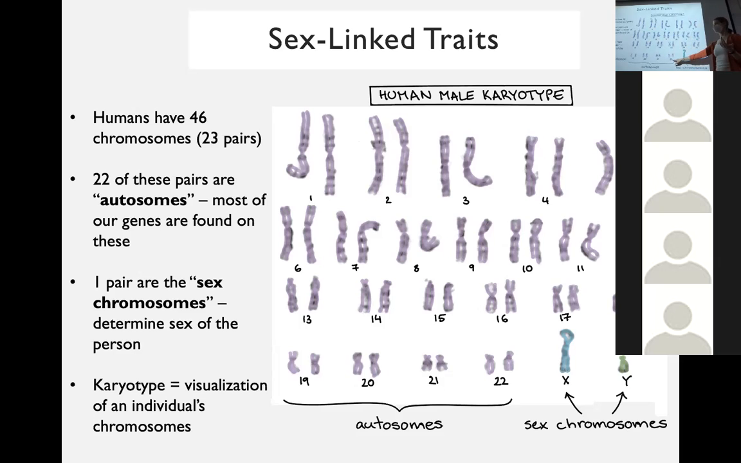Those are called autosomes. Most of our genes are found on these autosomes. One pair are the sex chromosomes. This is what determines your gender at birth. So an X and a Y. If you have two X's, you're a female at birth. If you have X and Y, you're a male.